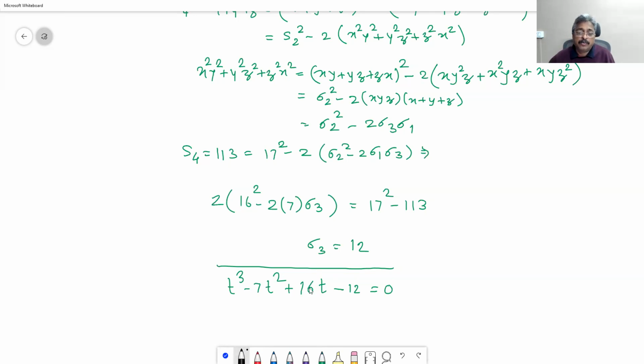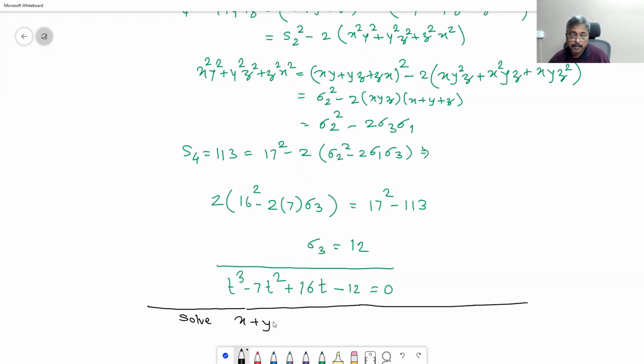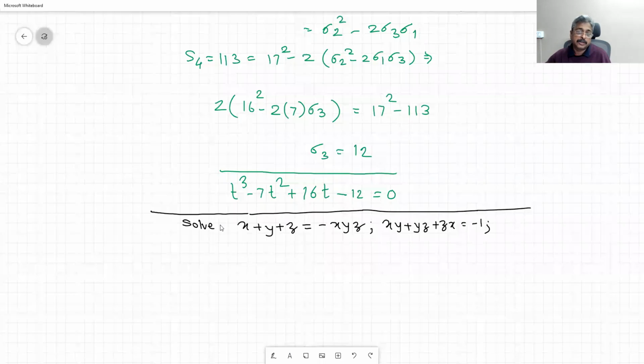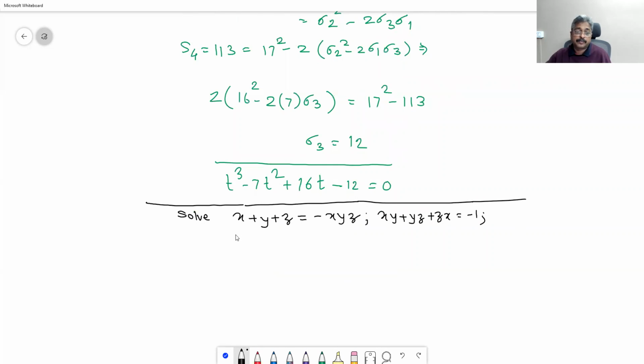Next problem. All of you, those who have not completed this, find out the solution set properly. Those who have completed, I am giving you another problem. Solve: x plus y plus z is equal to minus xyz, xy plus yz plus zx is equal to minus 1, and the third relationship is 1 plus x square, 1 plus y square, 1 plus z square is equal to 20.